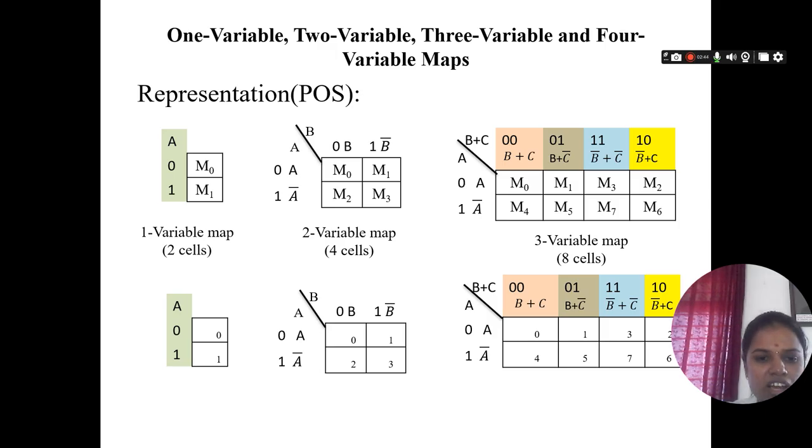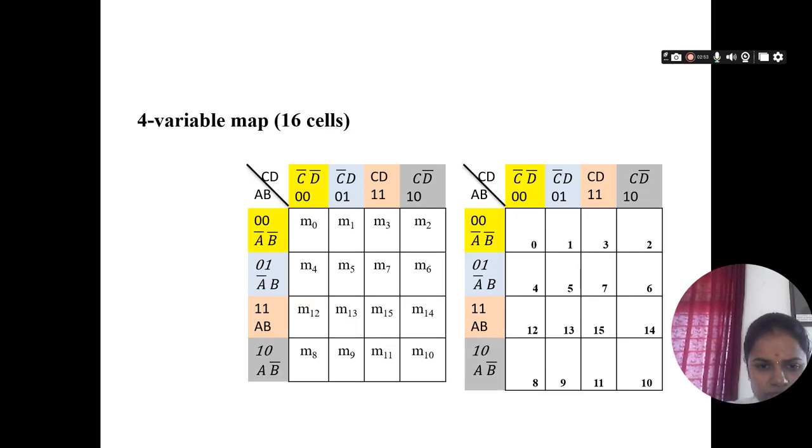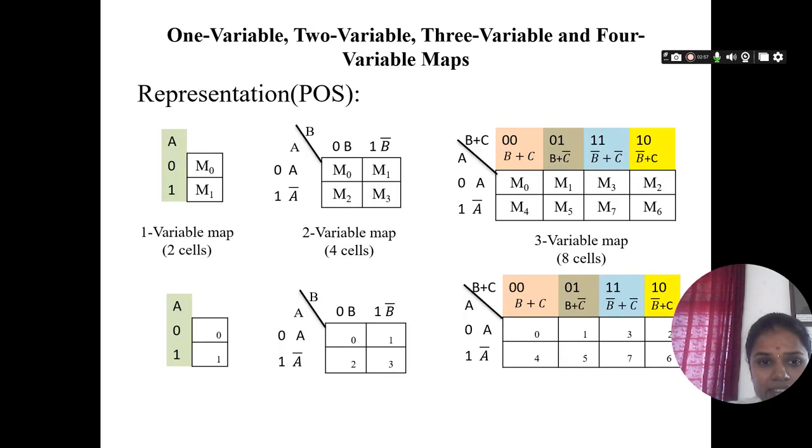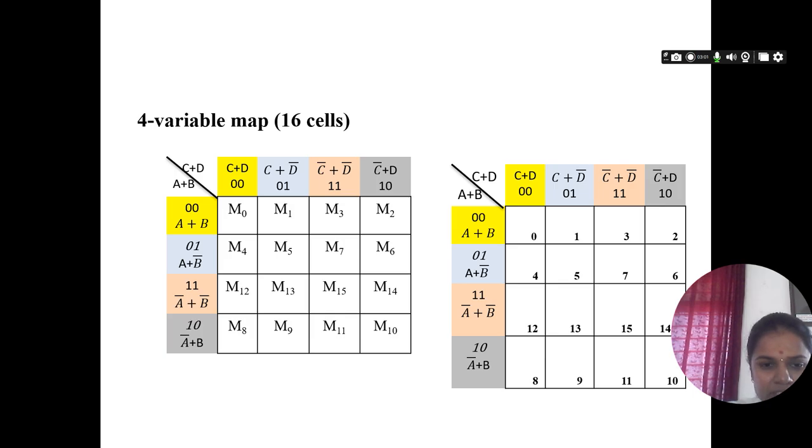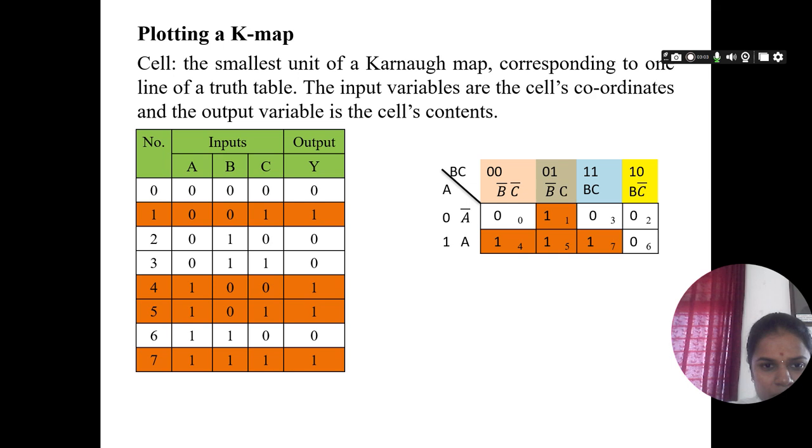In a K-map, we solve the problem using two methods. One is SOP, sum of products, and the other is POS, product of sums. In the SOP method, we use min terms, and in the POS method, we use max terms. They are represented by small m and capital M respectively.